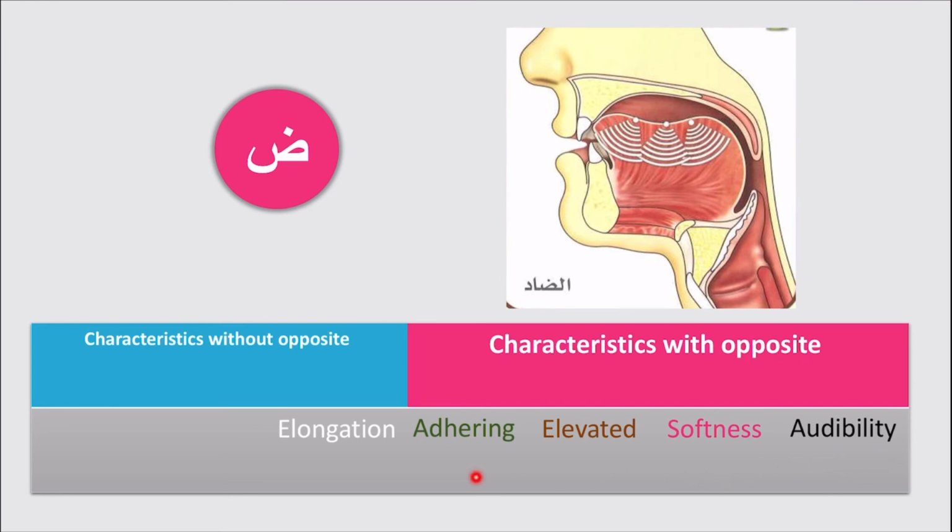And the last characteristic of the Dad letter, which has no opposite, is the elongation. Elongation, we explain it as the colliding, or the movement or sliding of the tongue on the roof of the mouth due to the sound compression inside, and this is the elongation, and it's only characterized for Dad letter.